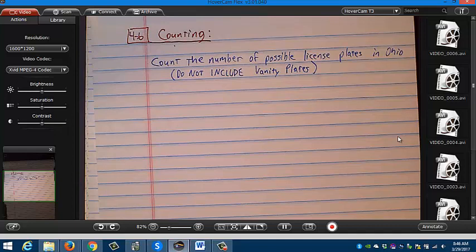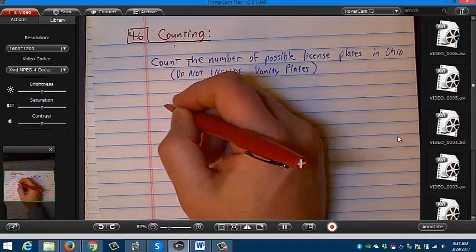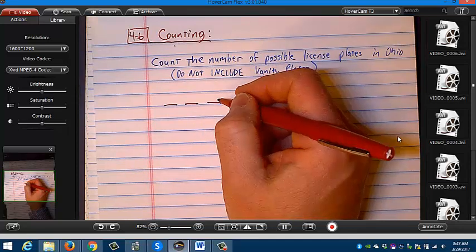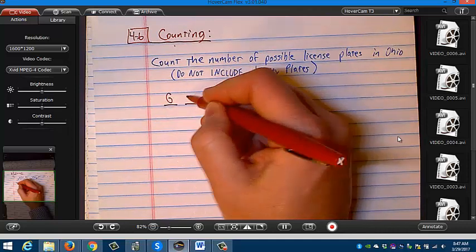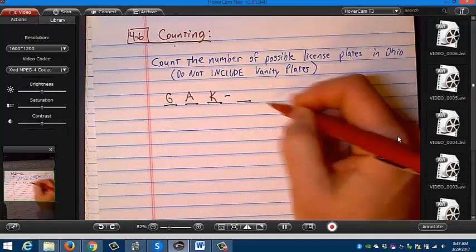The reason they said don't include those is because then you could write anything, right? But how do license plates work? What's the basic structure? You have letters and numbers, right? There are 7 digits. Don't the first 3 have to be letters and then the next 4 are numbers? My license plate is G-A-K, and then you have 4 numbers.